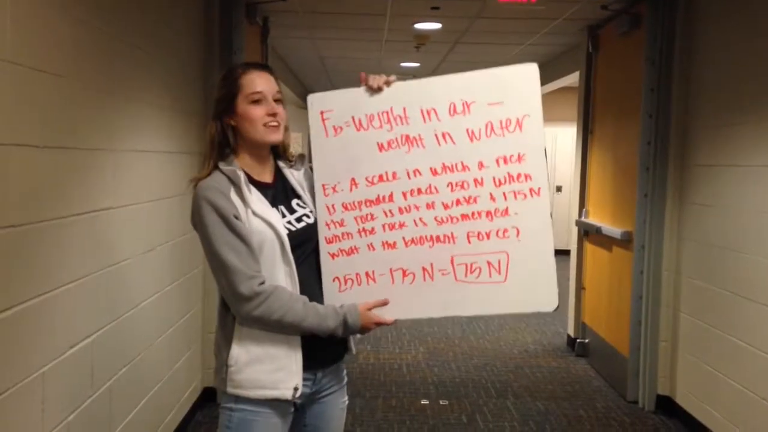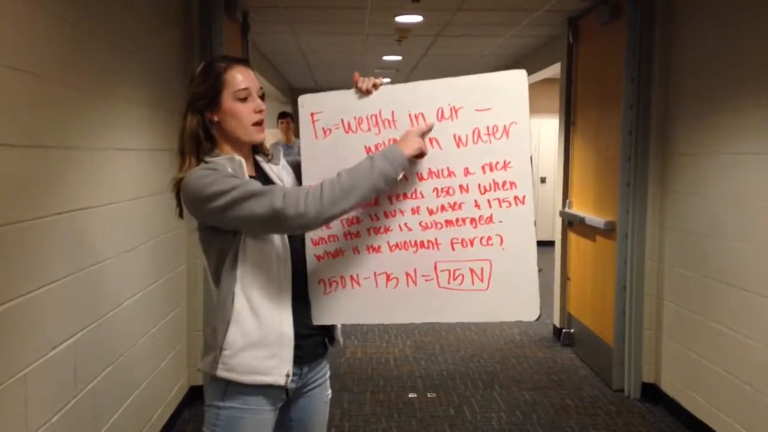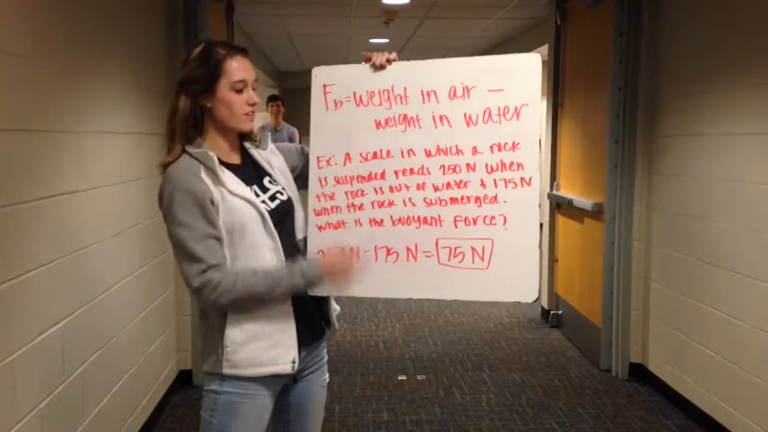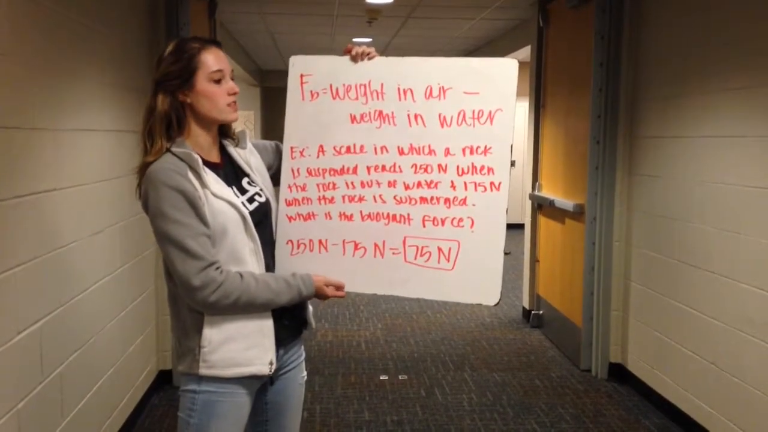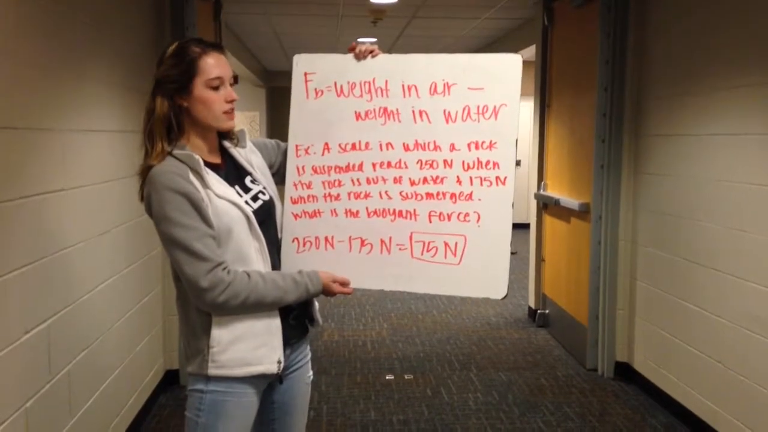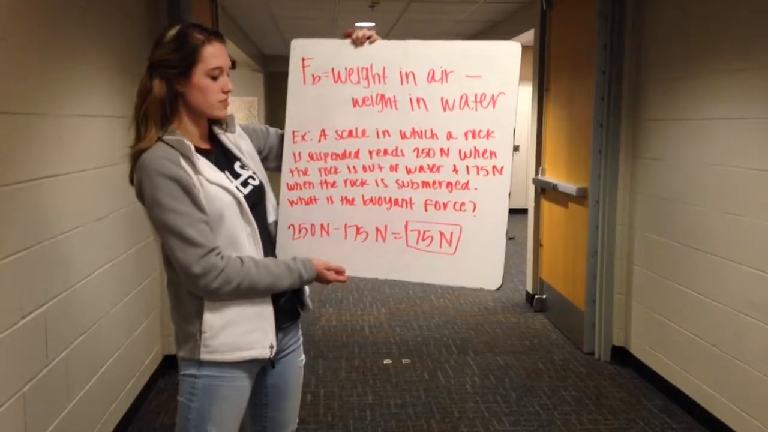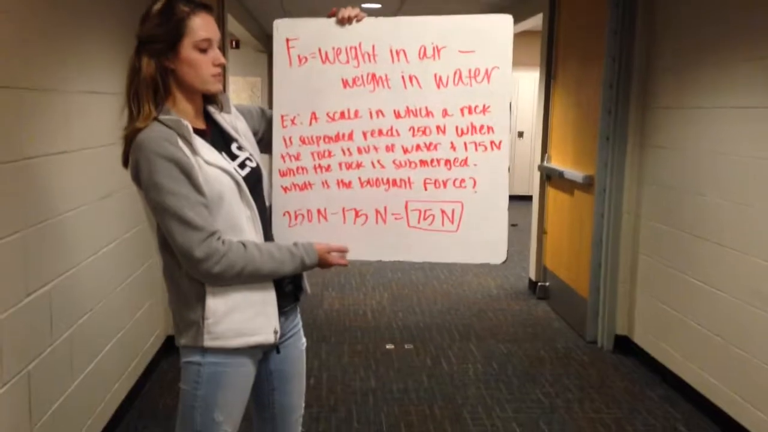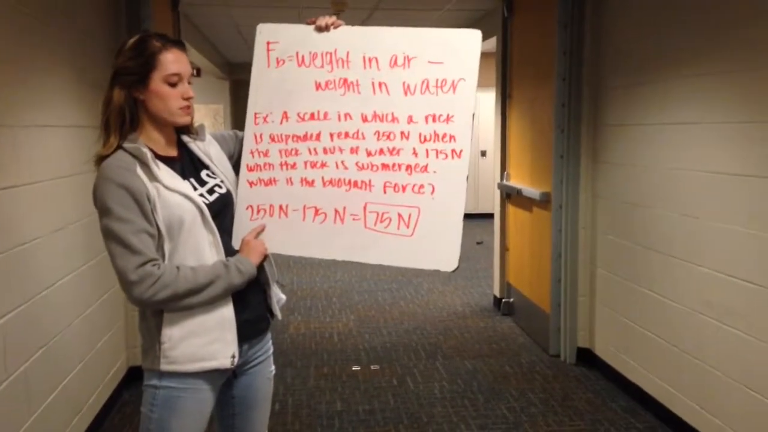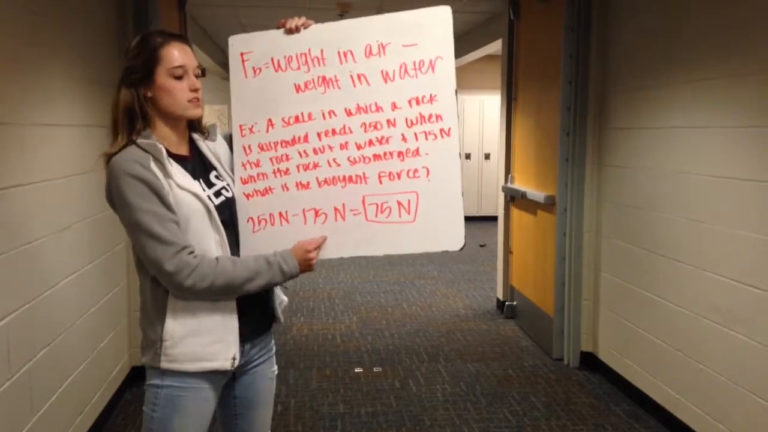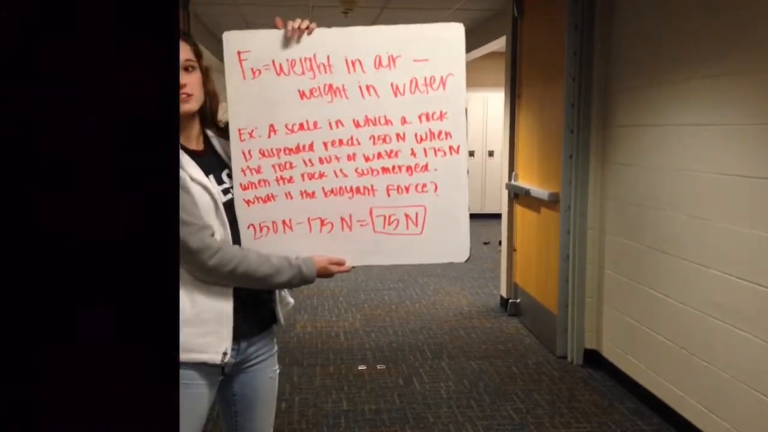Okay. So the equation for buoyant force is weight in air minus weight in water. For an example, it says a scale in which a rock is suspended reads 250 newtons when the rock is out of water and 175 newtons when the rock is submerged. What is the buoyant force? Basically all you do is 250 newtons minus 175 newtons to get 75 newtons as your answer.